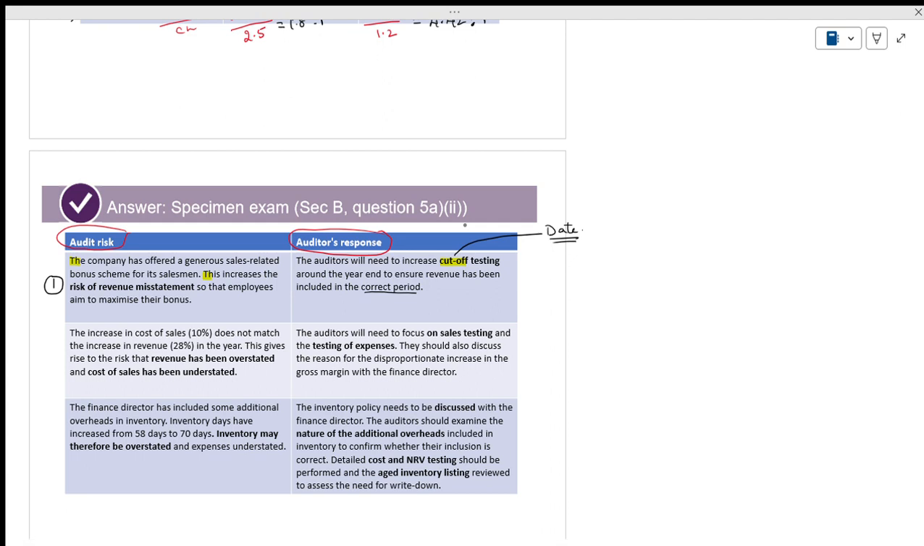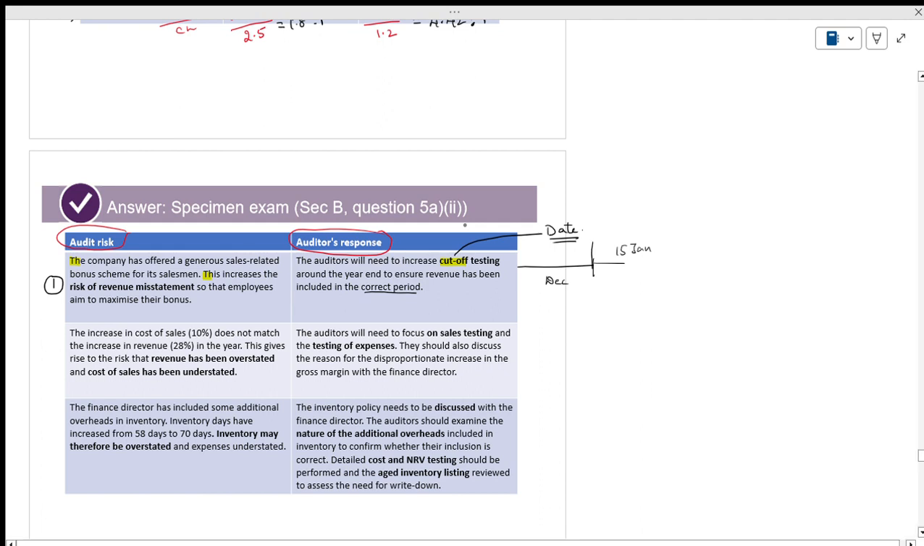Don't memorize this, okay? You can give another related response also. By practice, we will come across new ideas. Means the auditor needs to increase cutoff testing. See what happens with generous sales. Maybe you are giving an offer in the month of December, and there are people who will take the offer with respect to 15th of January also. Slowly, the advertising will have an impact.